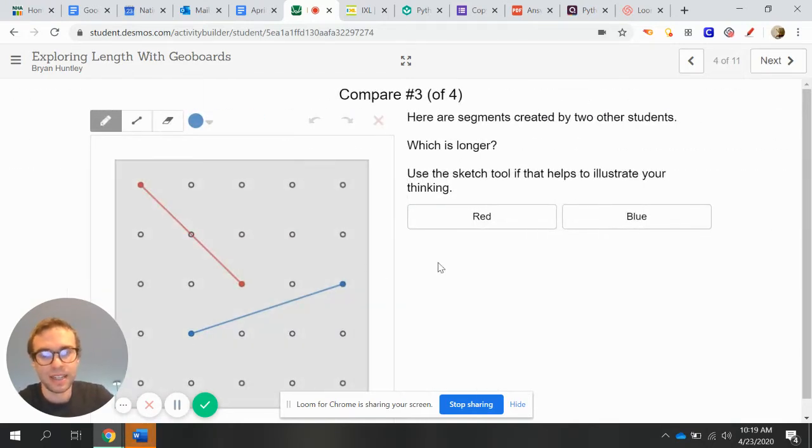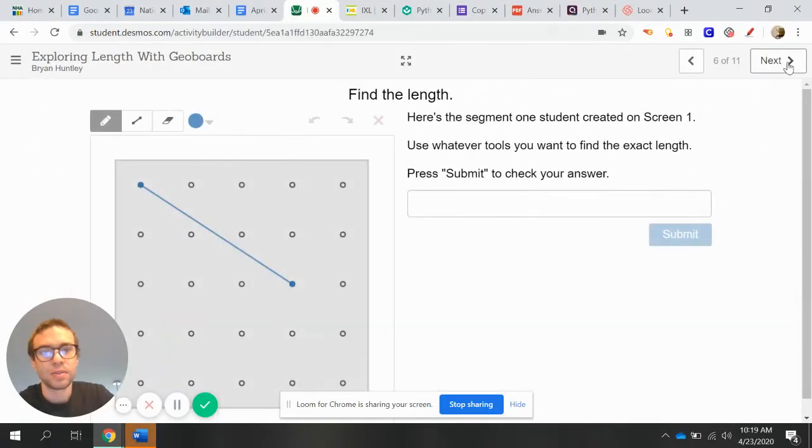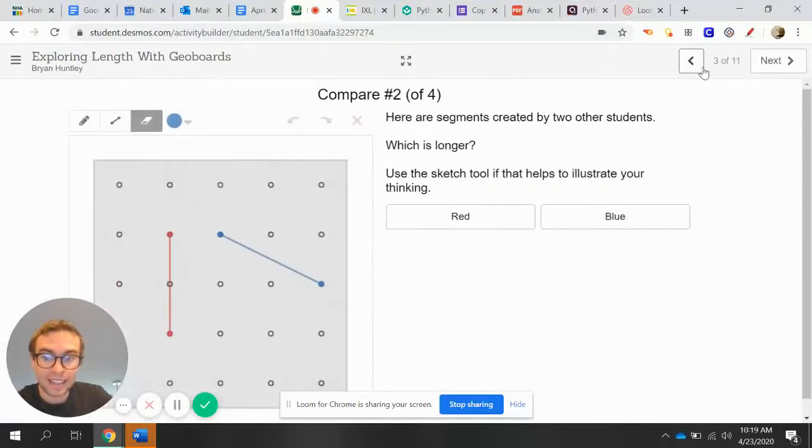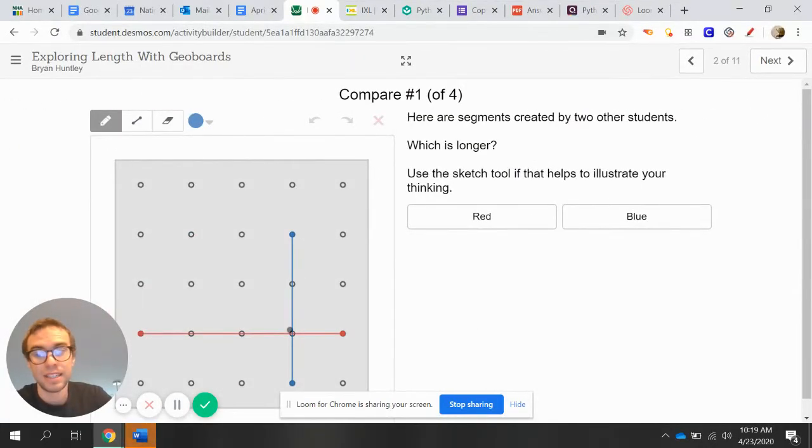Then we have two diagonal lines here, and they want you to use the sketch tool to illustrate. And as we go through this, we need to find the exact lengths eventually. Okay, so here, when we go back to these diagonal lines, let's say here, it's pretty easy to tell, right? You should just be able to count. But once we get here, we can't just count.